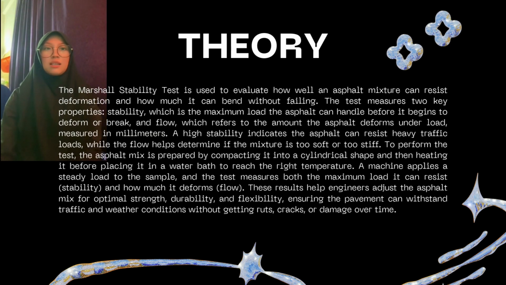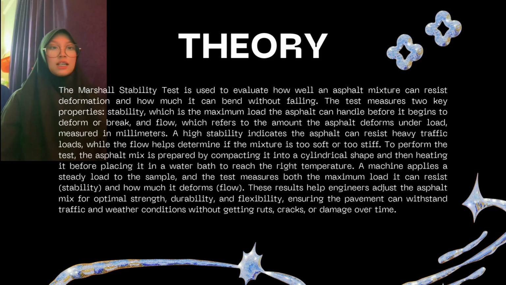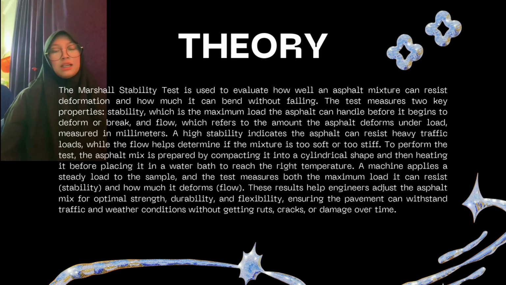Theory. The Marshall Stability Test is used to evaluate how well an asphalt mixture can resist deformation and how much it can bend without failing. The test measures two key properties: stability, which is the maximum load the asphalt can handle before it begins to deform or break, and flow, which refers to the amount the asphalt deforms under load, measured in millimeters. A high stability indicates the asphalt can resist heavy traffic loads, while the flow helps determine if the mixture is too soft or too stiff.